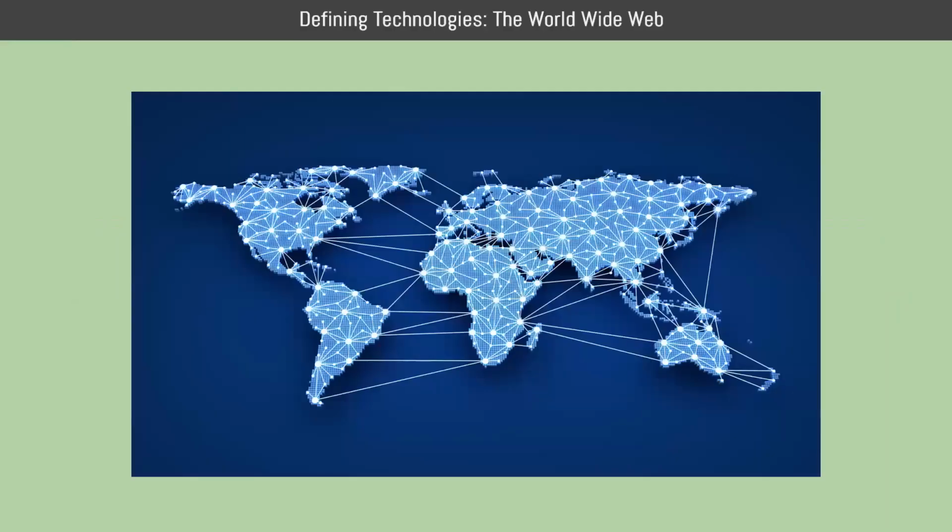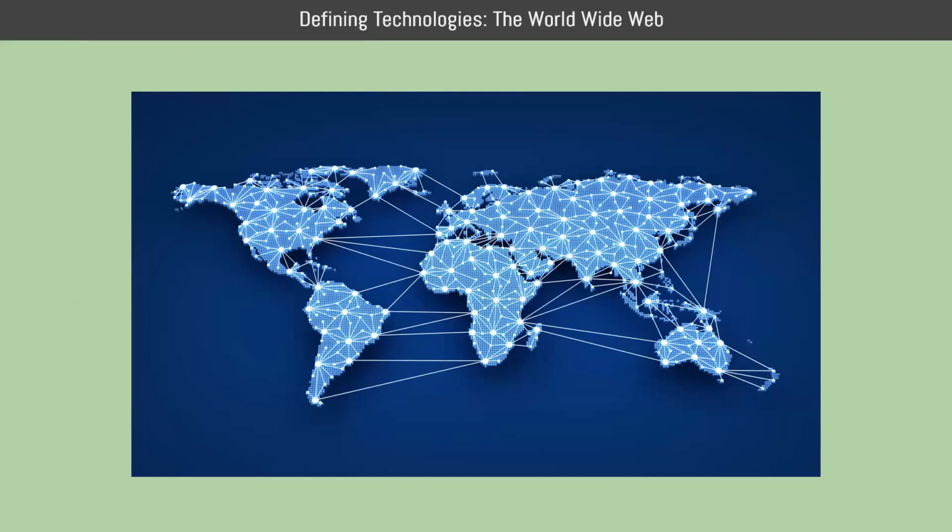Now that you have a foundational understanding of the internet, you can learn how the internet is used to enable the World Wide Web. The World Wide Web is an internet service. An internet service is any service that is enabled and accessible through the internet. Some other commonly used examples include email, instant messaging, and video conferencing.